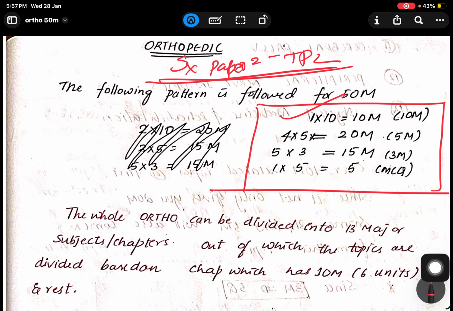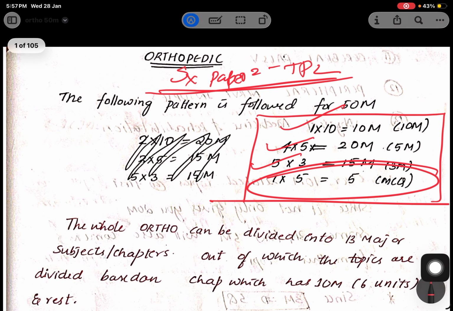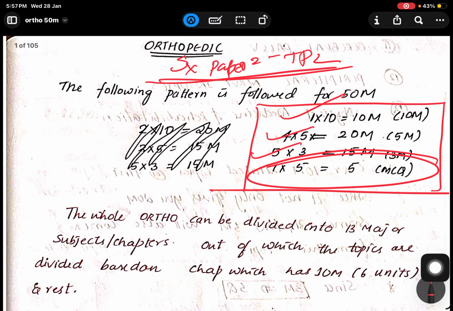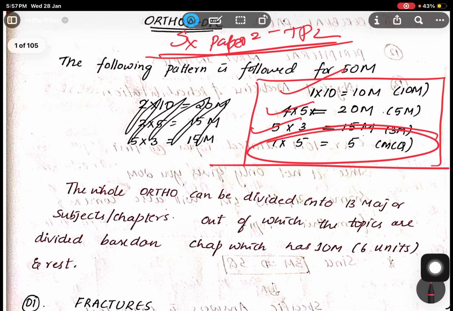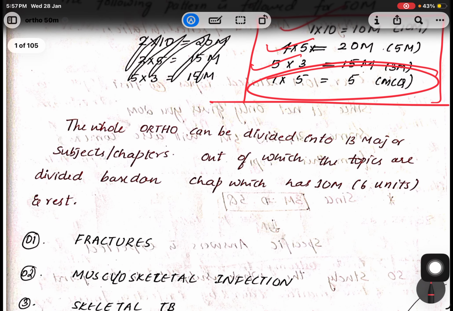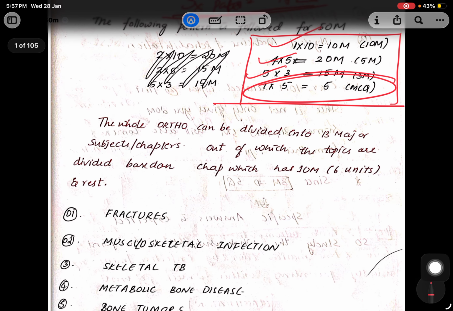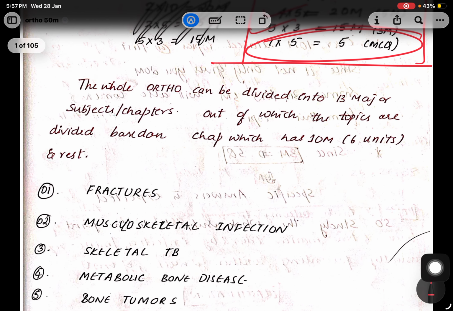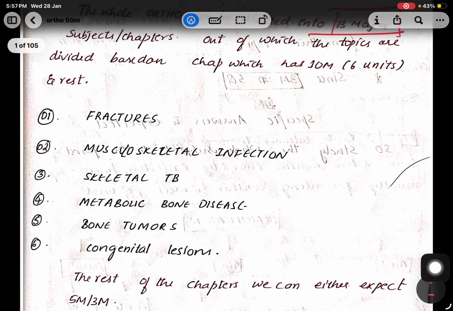You will get one 10-marker question, four 5-marker questions, five 3-marker questions and 5 MCQs. Don't get frustrated, because ortho is such an easy topic. It has an easy narration. As per the university, the whole ortho syllabus is divided into 13 major topics.